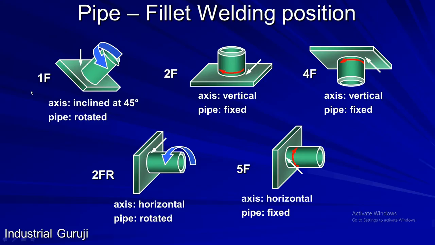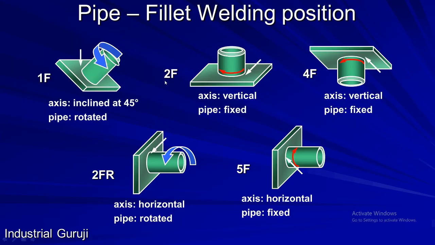Now coming to pipe fillet weld positions. These positions are a bit different from plate fillet positions. Here in 1F flat position, axis of pipe is inclined to 45 degrees and it can be rotated during welding.